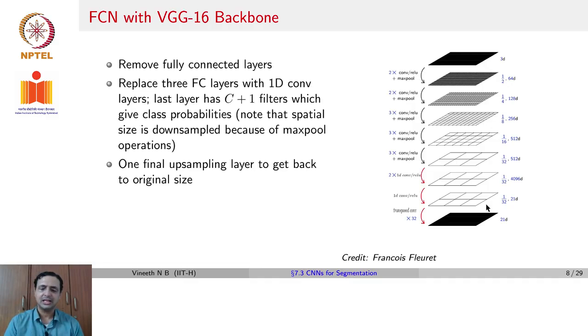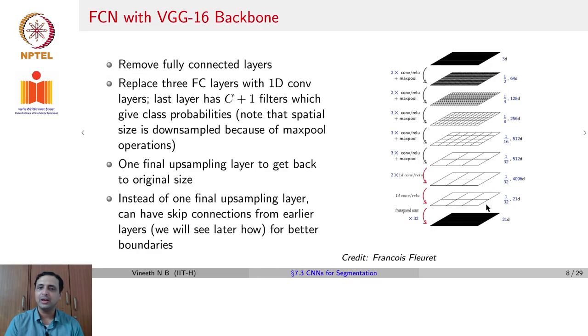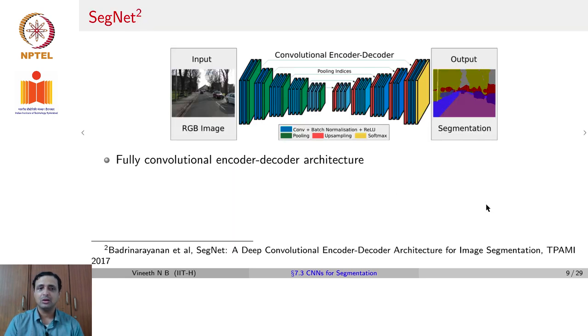However, is transpose convolution the only way to obtain the upsampling? Not necessarily. We can do several things, including skip connections, which we will see later. But before we go there, we will talk about another method that came around the same time as FCNs, known as SegNets. SegNets are what you see here in the image. You have an input image, you have an output, and the architecture is a fully convolutional encoder-decoder architecture.